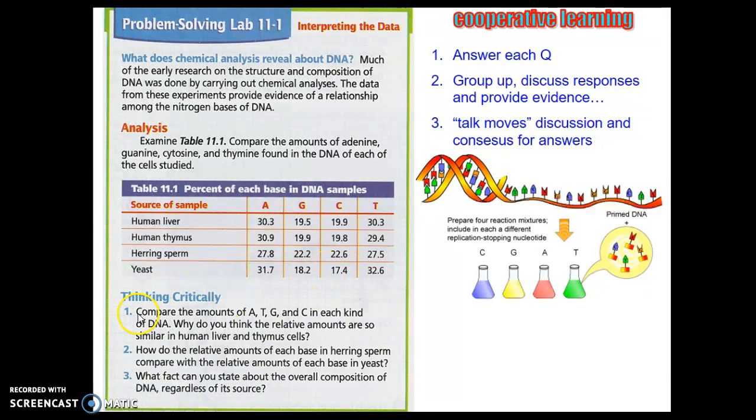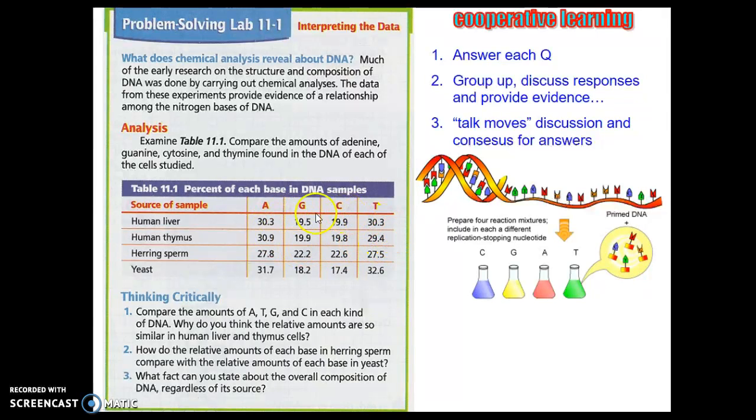All right, your job is to compare the amounts of A, T, G, and C for all 4 cells. Why do you think the relative amounts are so similar in the human liver and thymus? So if you compare the human liver and thymus, why do you think the numbers are so similar to each other? Because they are more different. If you compare the human liver cells to the fish sperm or the yeast cells, they're not as close. But if you compare the human liver and the human thymus, they have similar amounts of A, G, C, and T.